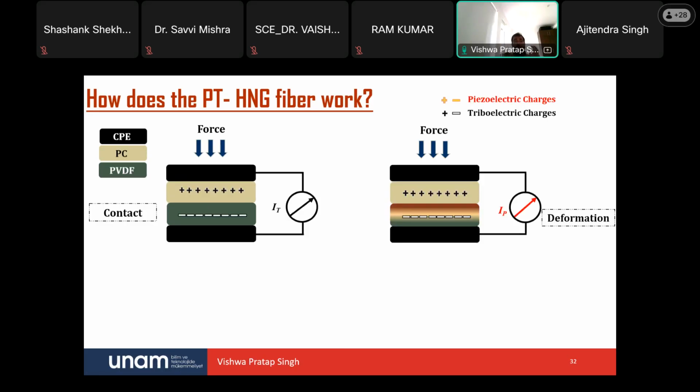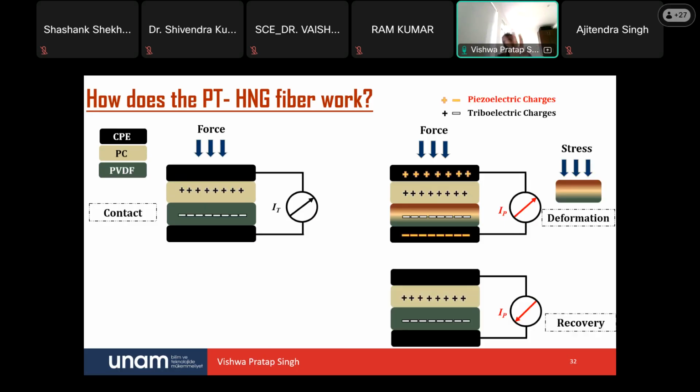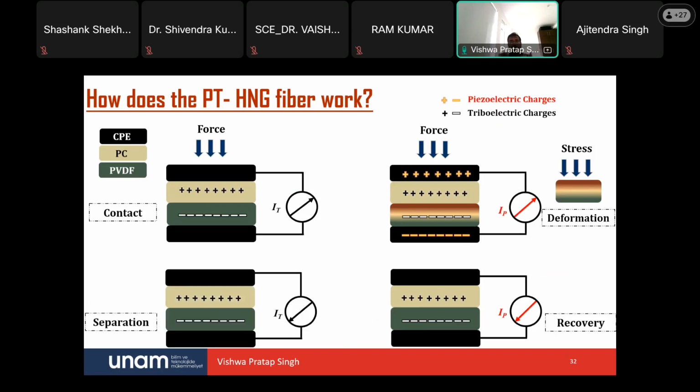When you apply force, they touch each other and you get the triboelectricity. You apply further force and you get the piezoelectric phenomena. Then you separate it, you get the recovery, back to the initial position. That's the way it works. So this has both triboelectric and piezoelectric phenomena: touching each other, then applying further force, which stretches the piezoelectric material. You get the output. So it should give a higher amount of output as compared to the TENG or PENG. Obviously, so let's see what will happen.